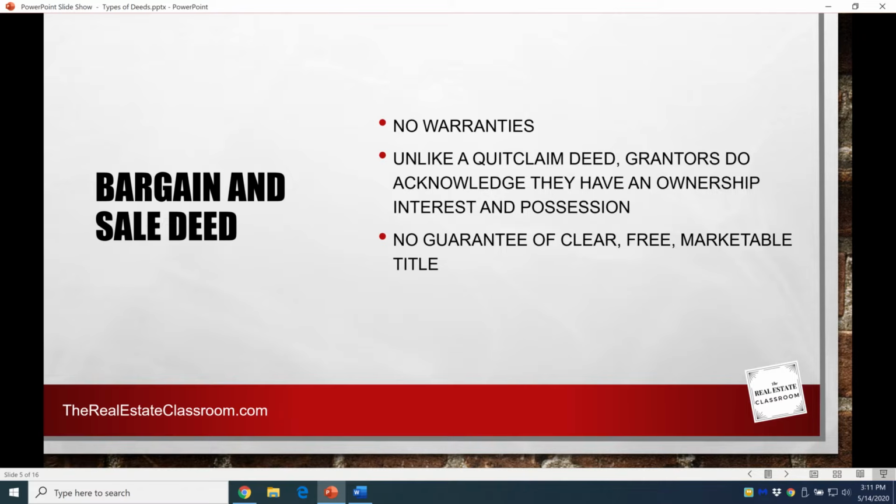And there's no guarantee of clear, free, marketable title. So if you receive ownership or the interest of a grantor that used a bargain and sale deed, you could literally be getting ownership to property that has all kinds of liens and encumbrances against it.